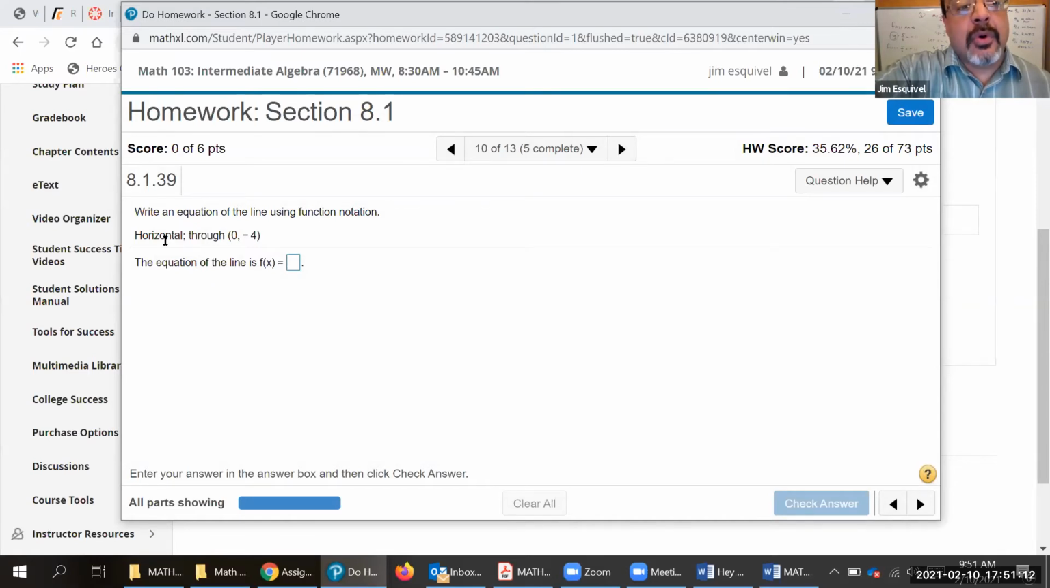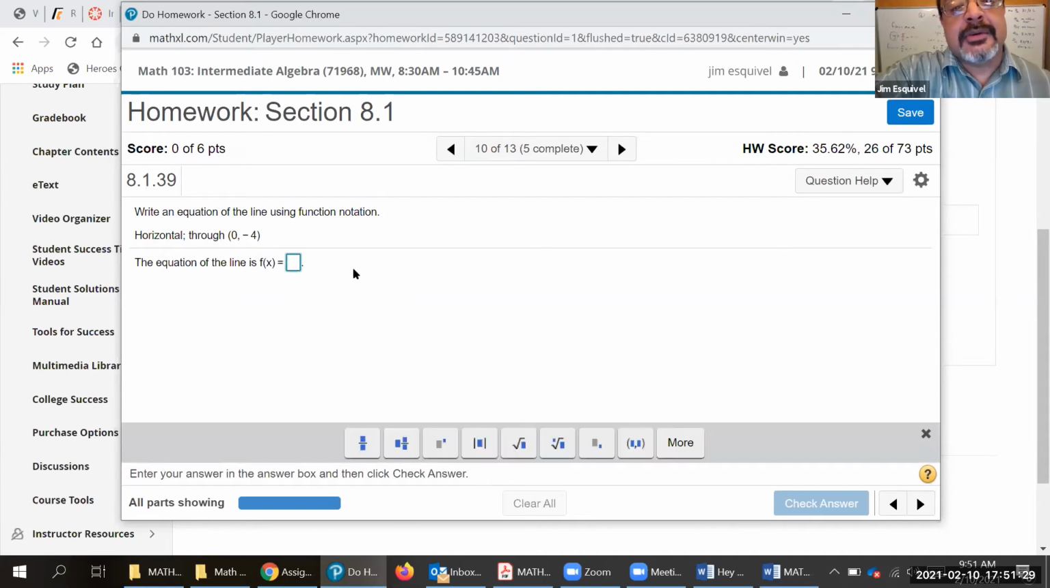Here they just use the word horizontal. So if it's horizontal, the slope is 0. If it's a horizontal, it's a special case. It's y by itself. So y equals the same number all the time. So what does y have to be? Y is always negative 4. Wow, same problem basically. Negative 4.